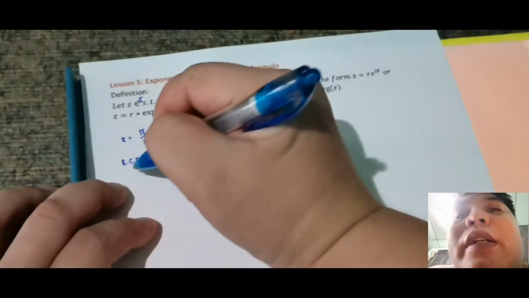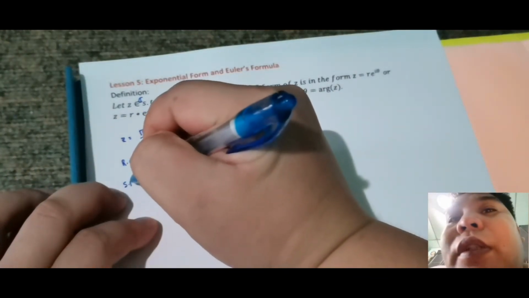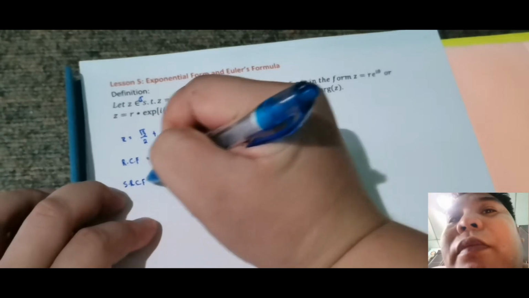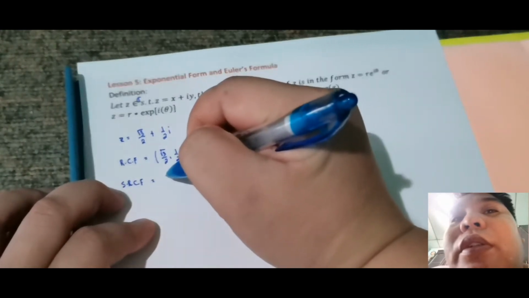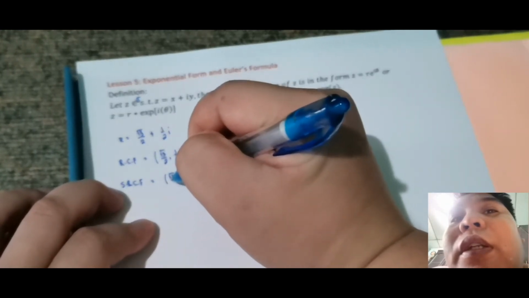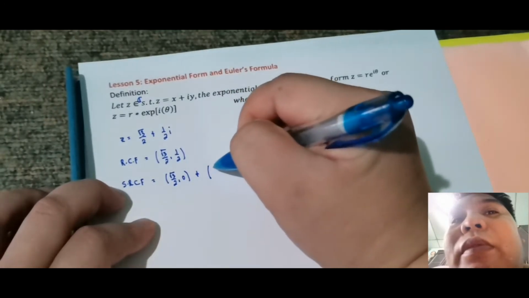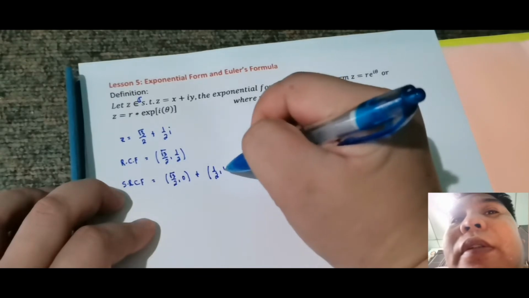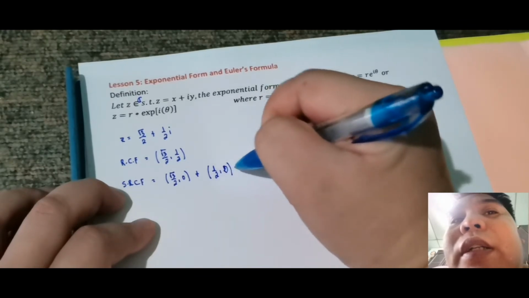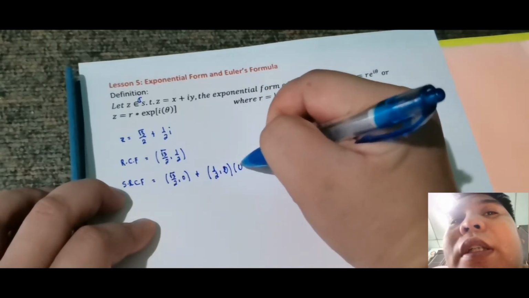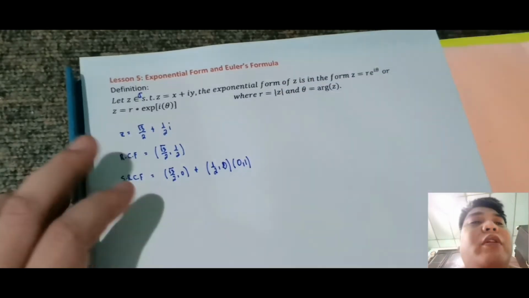Okay, so yung SRCF niya, is equal to, ano yun? That is square root of 3 over 2, 0, plus 1 half, 0, then multiplied by 0, 1, which is yung i.